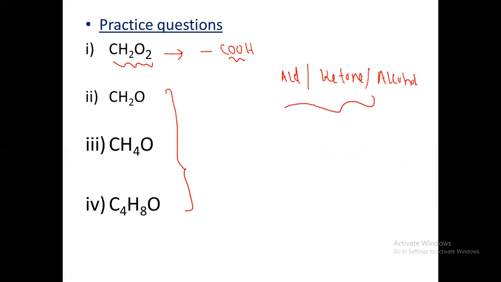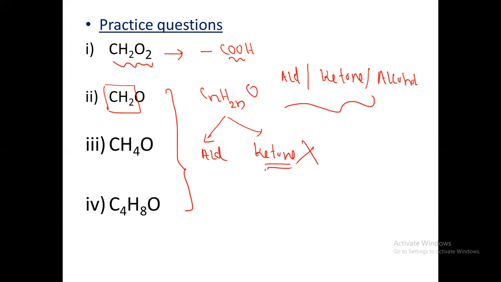It's very easy. Look at the hydrocarbon part and see which formula it fits into. This is 1 carbon, 2 hydrogen, so it fits the alkene formula. Alkene formula means there are 2 possibilities, right? Aldehyde or ketone. But how many carbons are here? Only 1 carbon. You cannot have a ketone with 1 carbon, so this is aldehyde, CHO.